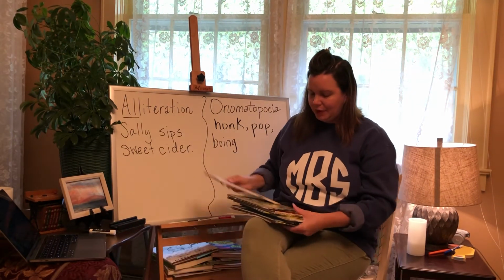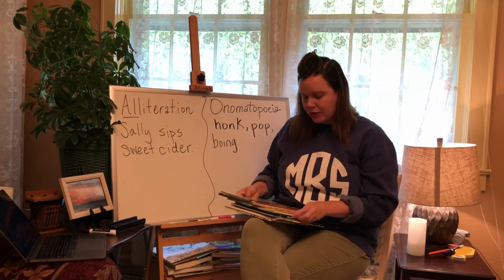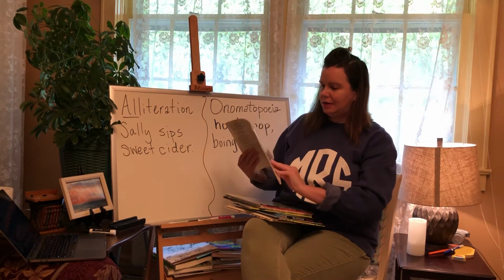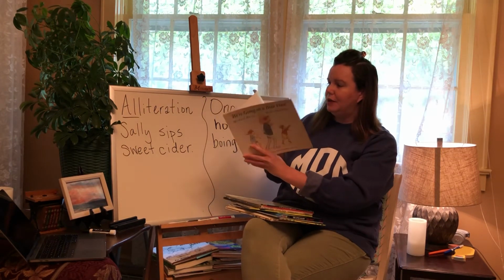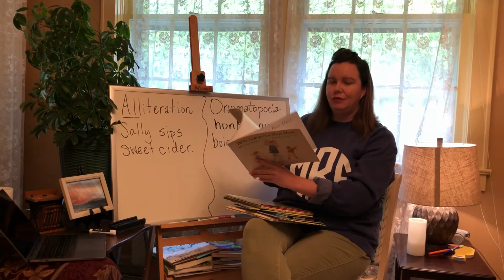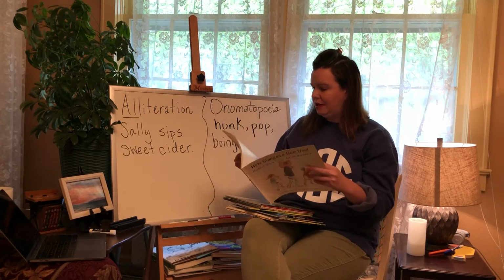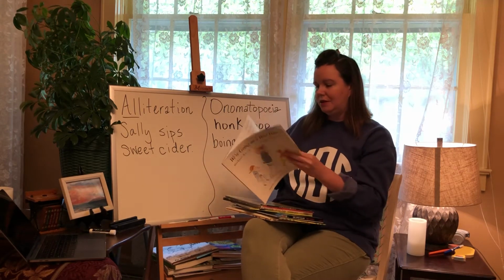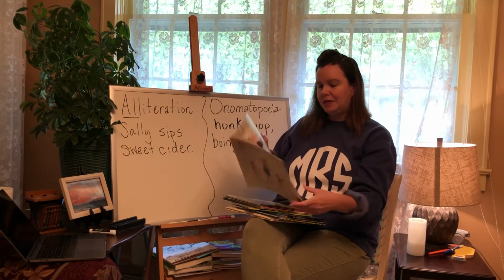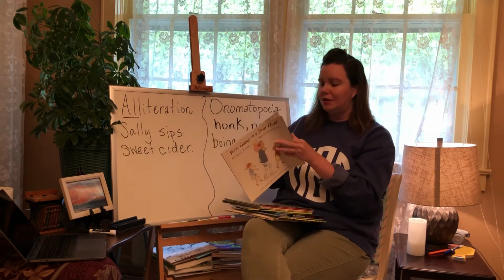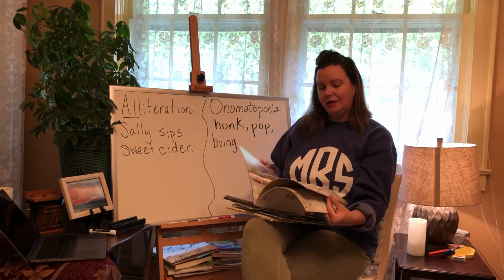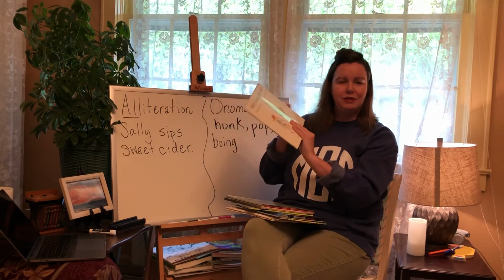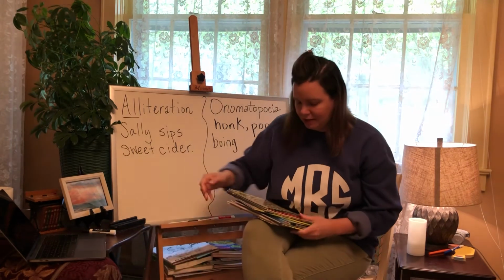In this book, I know this is a little bit young for y'all. We're going on a bear hunt. But it had some really good examples of onomatopoeia. A swishy, swashy, swishy, swashy. Splash, splosh, splash, splosh. Stumble. Squelch, squirch. So those are some examples. Onomatopoeia.